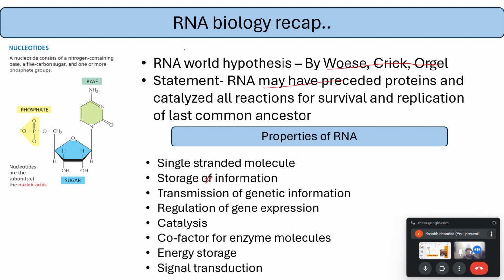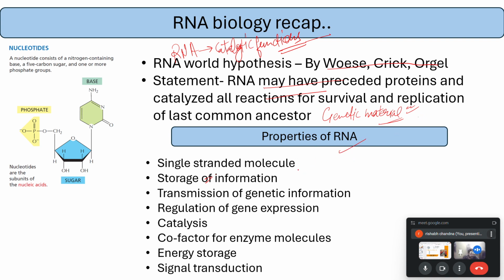As we already discussed, RNA has some catalytic functions. That is why we are saying that it may have preceded proteins and catalyzed all reactions for survival, as well as being the genetic material of some of the initial primitive organisms. It might replicate on its own, which then gave rise to DNA. And then we discussed different properties of RNA.